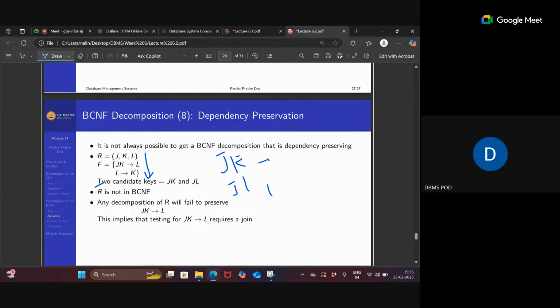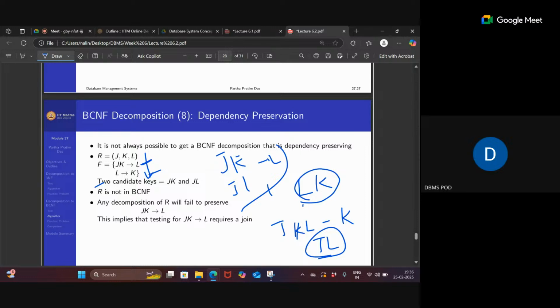Now see whether this R is in BCNF or not. JK determines L. That is okay because it is a key. It is holding that property. L determines K. L is not a key, and K is not a subset of L. So this is violating BCNF. How to decompose? We'll decompose LK as one table, and in the other table we get R minus beta minus alpha attributes, that is K minus K, so we get JL. JL will be in one table and LK in the other table.